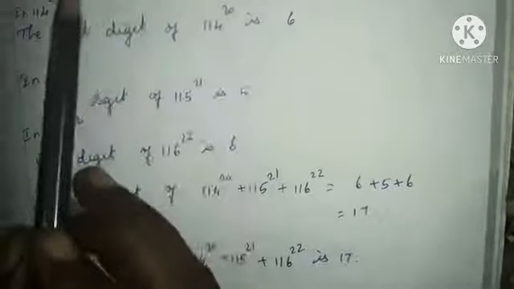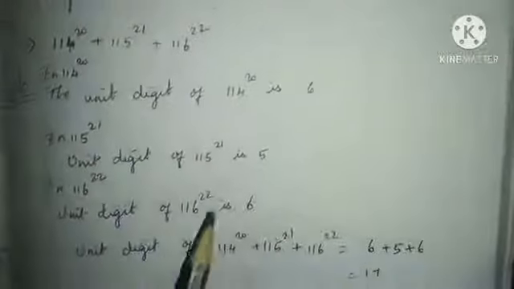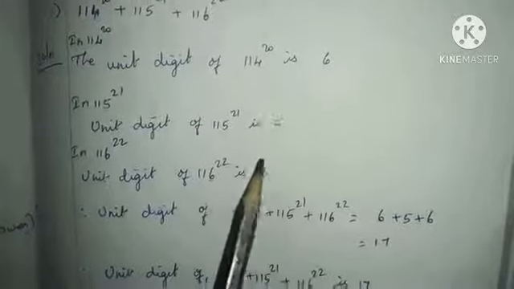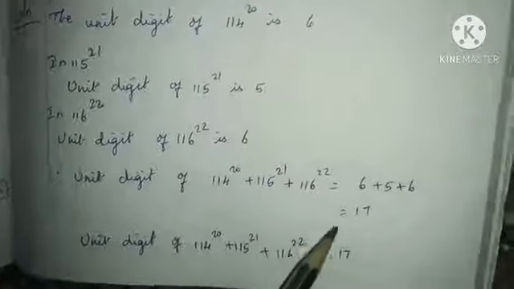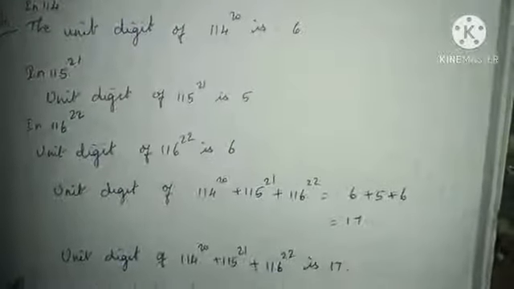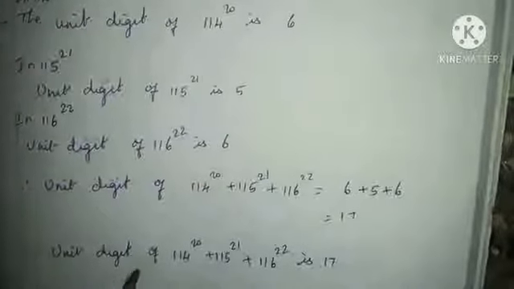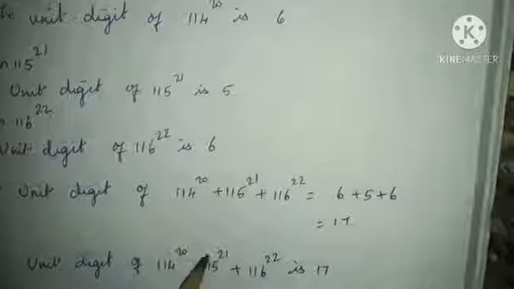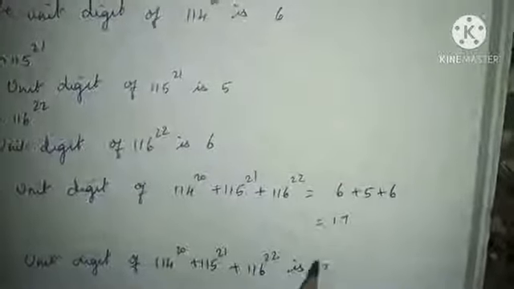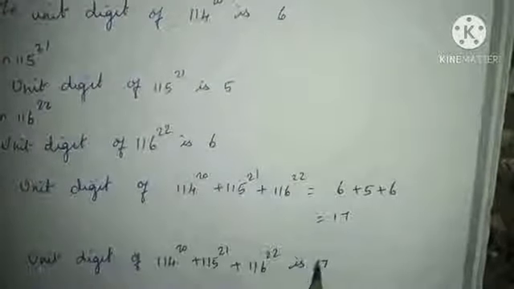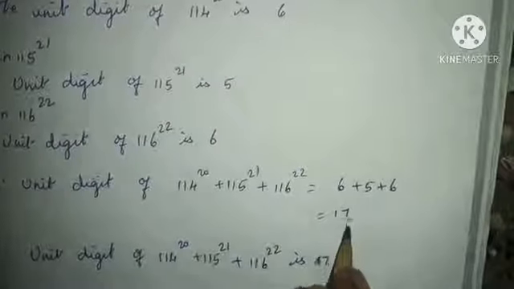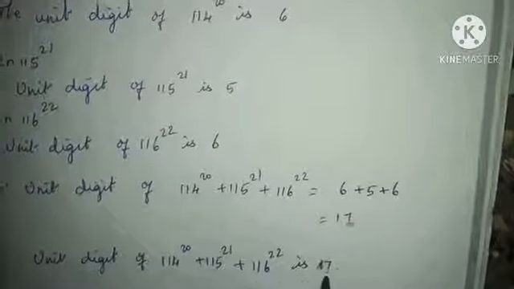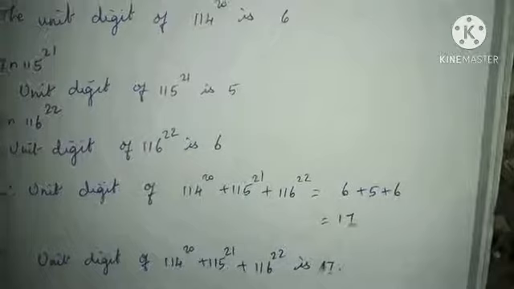The expression is given as addition, so we are going to add the unit digits of all the three terms. We get the value 17. Therefore, the unit digit of 114 power 20 plus 115 power 21 plus 116 power 22 is 7. Here the unit digit is 7. Therefore, the value of this expression has the unit digit 7.